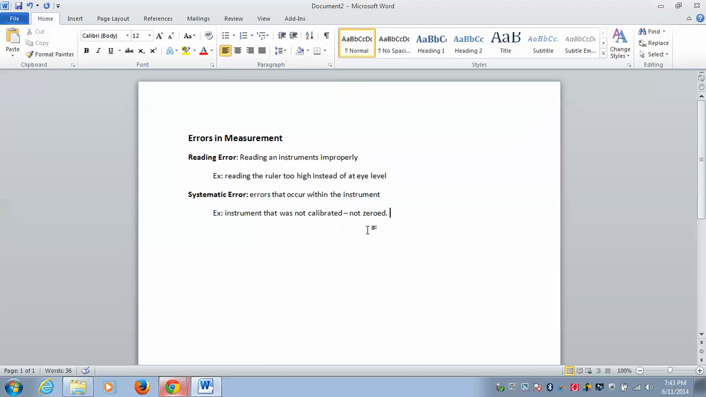So he just told me about an analog scale, so I remember that with an analog scale, I can estimate with half the smallest division. And then I'm also going to put, as an example, a ruler, just in case I forget what an analog scale is.